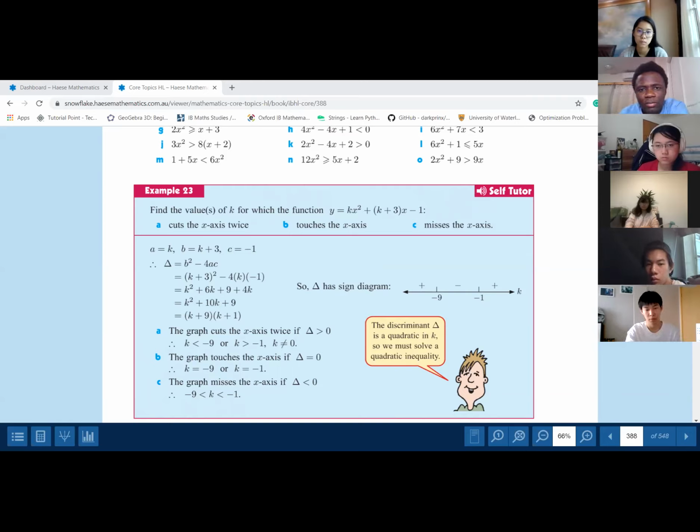If this is 0, then you have ax plus b. Okay? Then it's no longer quadratic. That is why this condition needs to be included. So you have to be careful.